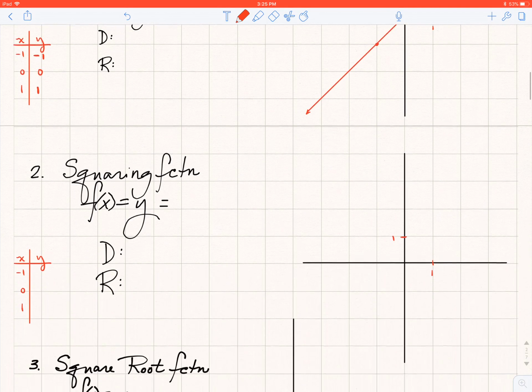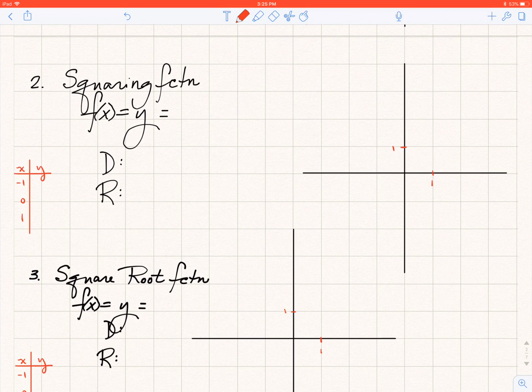The second parent is going to be the squaring function. The squaring function is f of x is equal to x squared. And so again, if you do a small xy chart and you plug in a -1, a -1 squared, or a -1 times a -1 is going to be a +1. A 0 times a 0 is a 0, and a 1 squared is 1. So we have here the coordinate -1, 1, the coordinate 0, 0, and the coordinate 1, 1.